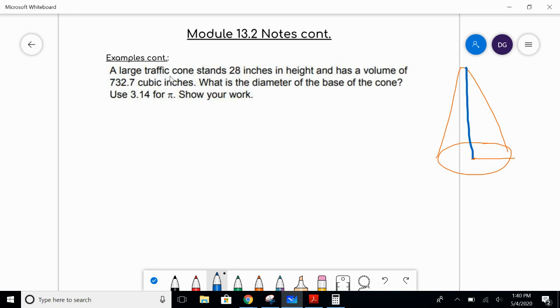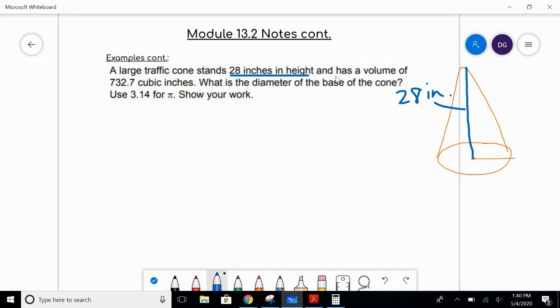So what we know here is we have a large traffic cone. Please excuse my drawing. I am not an art teacher. My bad. Miss Martinez would probably be very disappointed in me. So we have a large traffic cone, stands 28 inches in height. So we know that our height is 28, right? So this blue line right here is 28 inches.